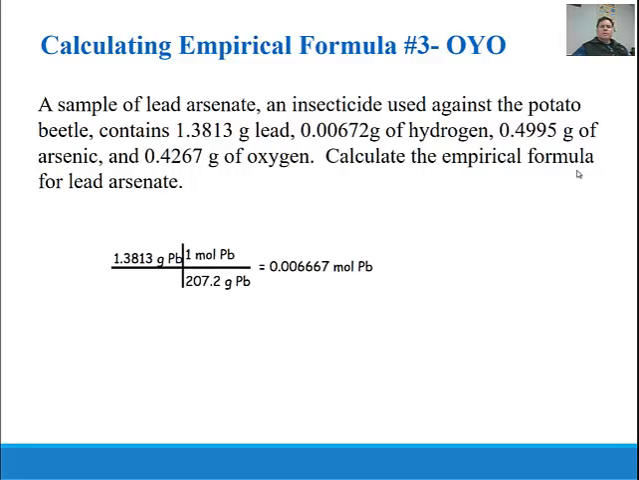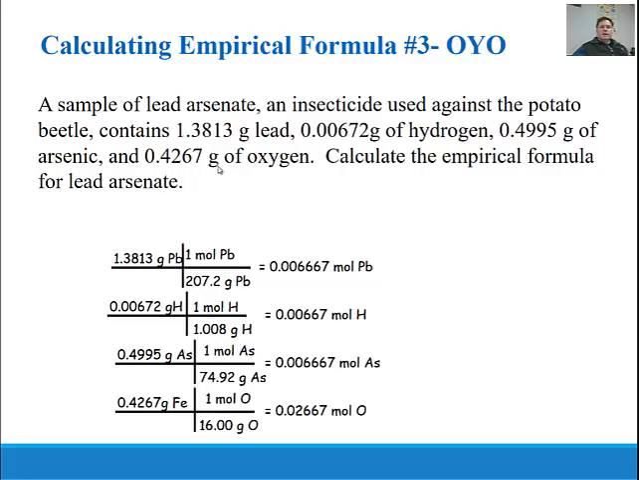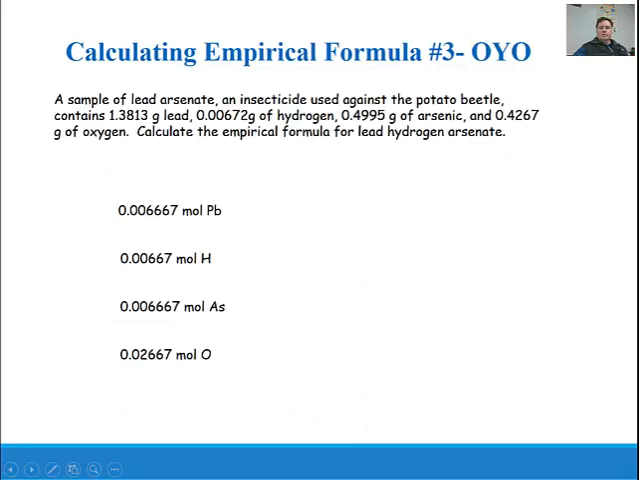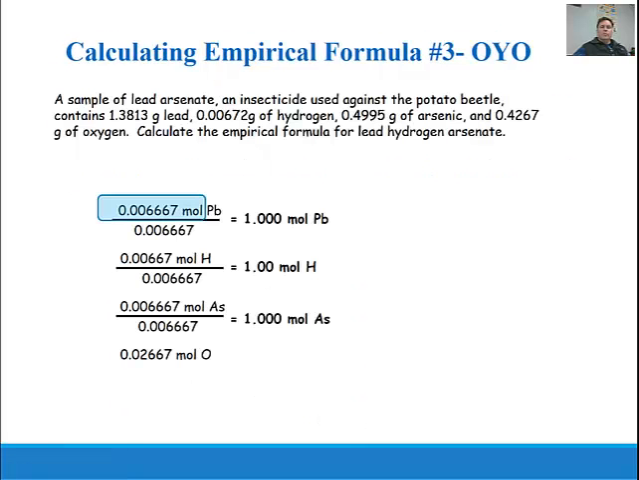All right, so this one we have lead, hydrogen, arsenic, and oxygen. So we have four different elements. Same thing, we're going to convert each of them to moles. Okay, doesn't matter that we have 4, 5, 3, whatever. Same process. Now the smallest number is what? 0.00667. Well, that's going to be pretty easy for the first three. It's going to be 1, 1, 1, and then we end up with 4.